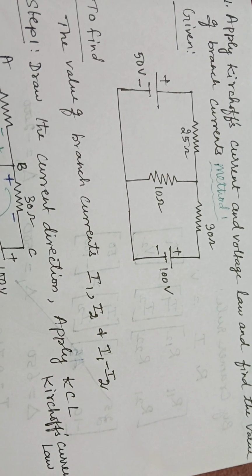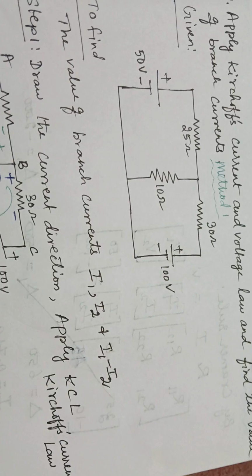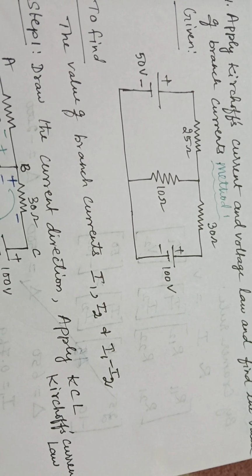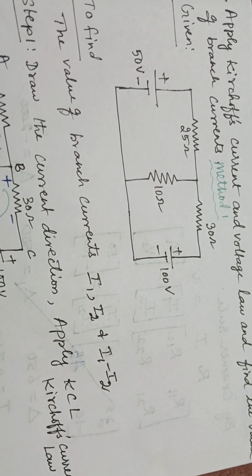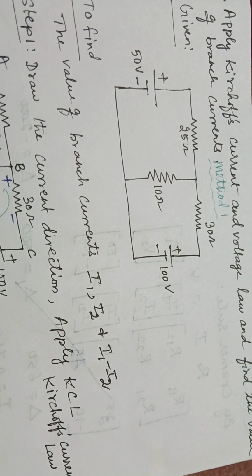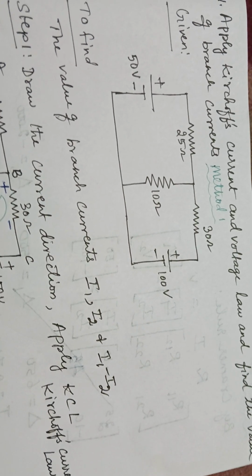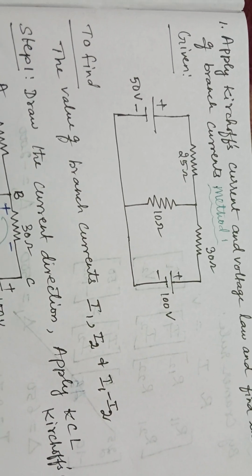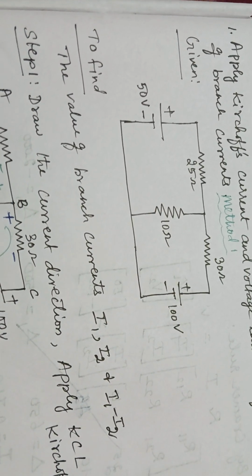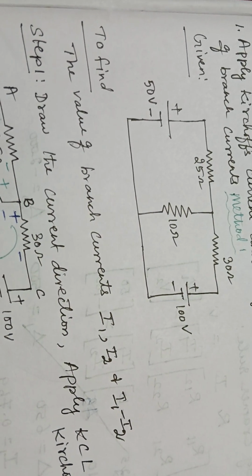What are the branches? A 25 ohm branch is there, a 10 ohm branch and a 30 ohm branch. Elements are there, and two voltage sources are there. One is 50 volt and another one is 100 volt. So for the given circuit, we have to find the currents in the circuit.